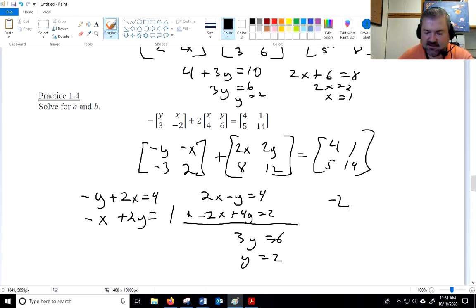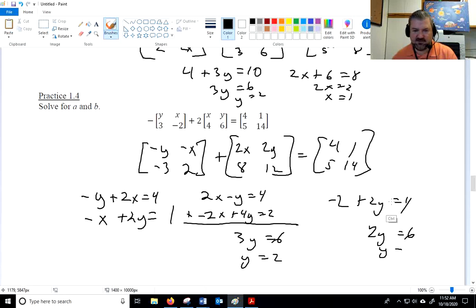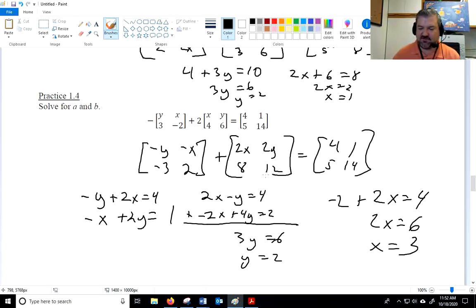Now that I know that, I can say negative 2 plus 2x equals 4. So 2y is equal to 6. So y, oop, wait a minute, that's not a y. It was a negative y, so negative 2 plus 2x. Let's say I've already found y. So 2x is equal to 6, so x is equal to 3. So we found the x and y values for that one as well.